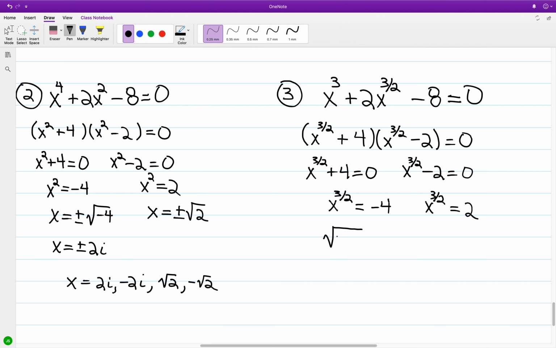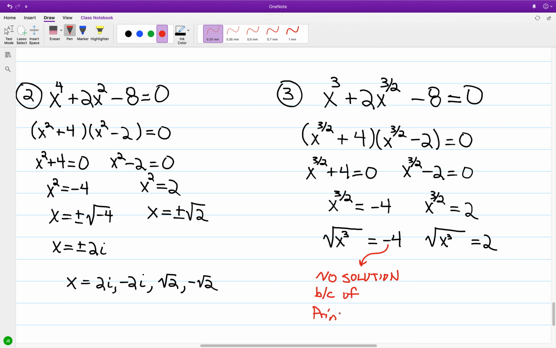Rewriting as a radical, we have the square root of x cubed is equal to negative 4, and the square root of x to the third is equal to 2. This is a little bit tricky. We have the square root of x to the third is equal to negative 4, and since we have an even root radical, there is no solution, because of the principal square root rule, which states that an even root of an expression cannot reduce to a negative value.